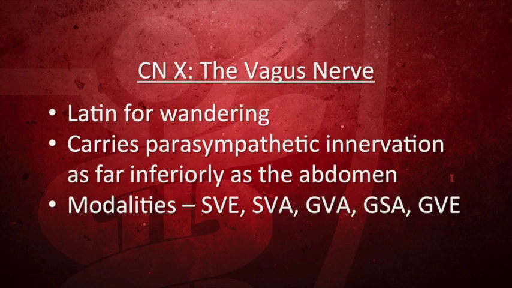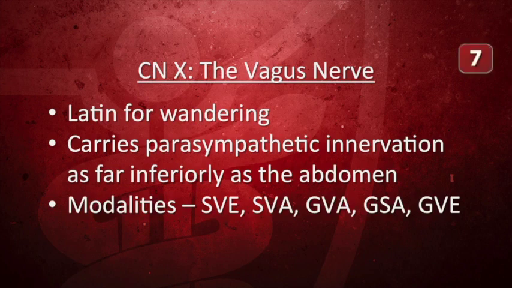Cranial nerve 10, the vagus nerve. The name vagus, Latin for wandering, was inspired by the extensive distribution of this cranial nerve. It carries parasympathetic innervation through the head and as far inferiorly as the abdomen.